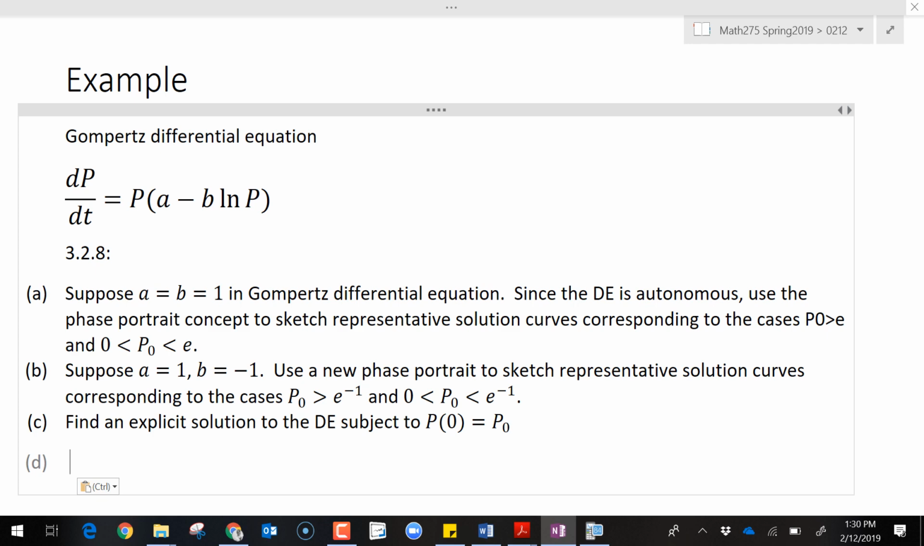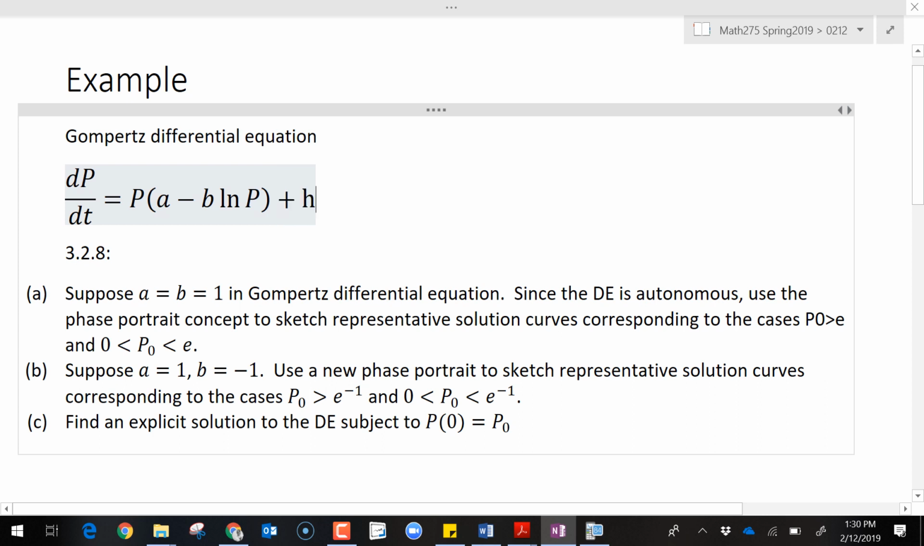There are other modifications to the logistic model where they would add some constants here or something, but that's not the Gompertz model anymore. So what they did is they play around with the logistic model, and then they do some sort of modification to make it fit whatever they're dealing with.